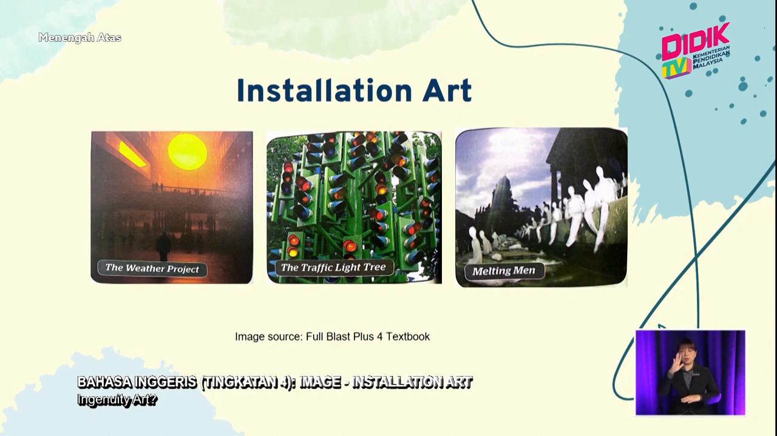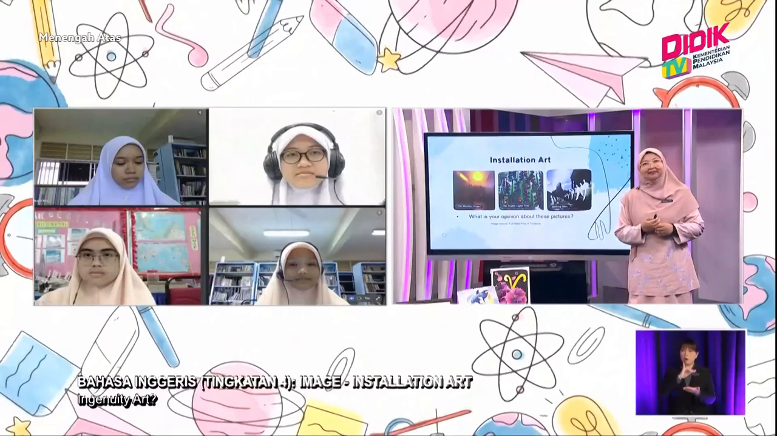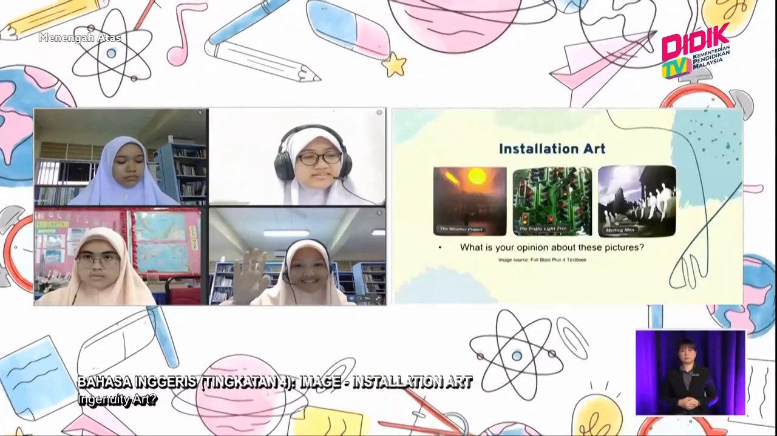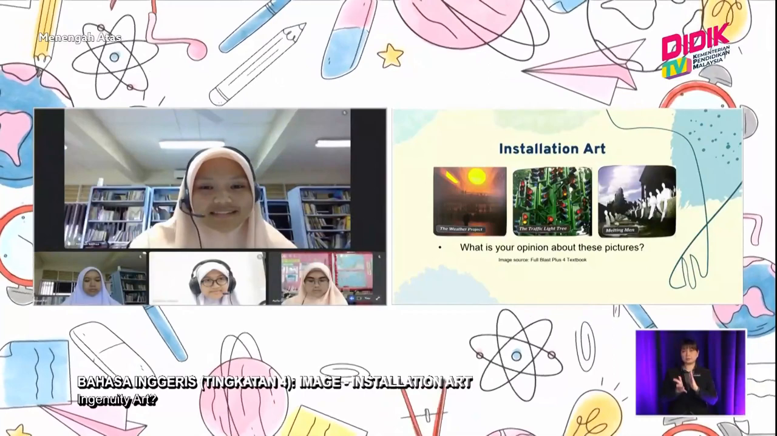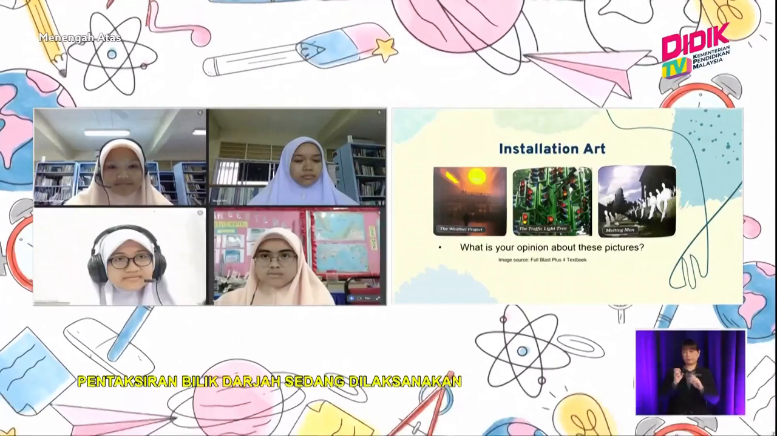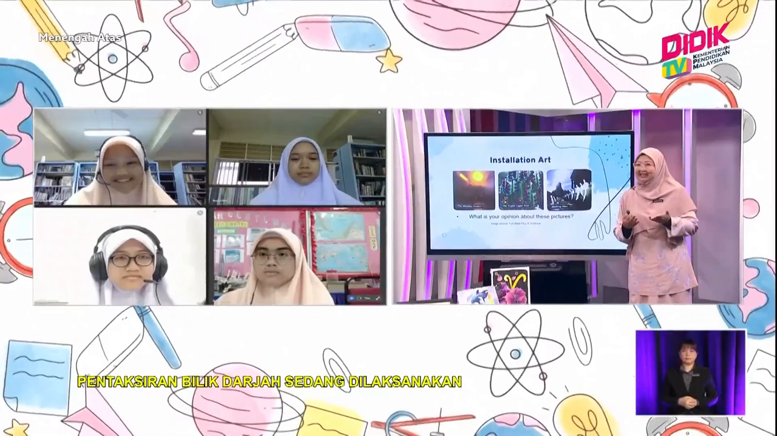So, how about we ask our friends, what is their opinion about this picture? Who is gonna give their opinion first? Can you raise your hand up? Okay, Adia. For picture number 2, I see there a lot of traffic lights. It looks like a tree. Oh, wow, so there are actually a lot of traffic lights. Yes, that's very confusing. So it looks like a tree. We can see from the name, the traffic light tree. Looks like a Christmas tree as well. Okay, so that is Atiya's opinion.